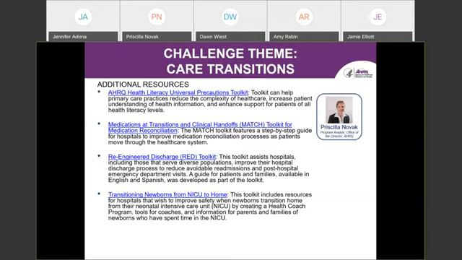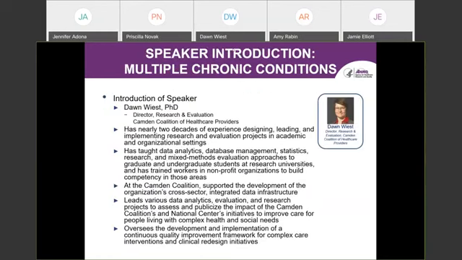And now I'd like to turn it over to the next speaker, Dawn Wiest. Jamie, will you be providing an introduction? Sure. So Dr. Wiest is the Director of Research and Evaluation. First of all, sorry, thank you, Priscilla. That was very great to start off with care transitions. Dr. Wiest is the Director of Research and Evaluation at the Camden Coalition of Healthcare Providers.